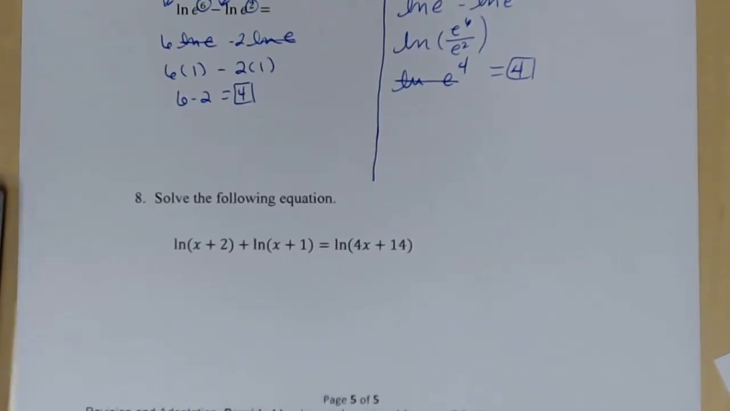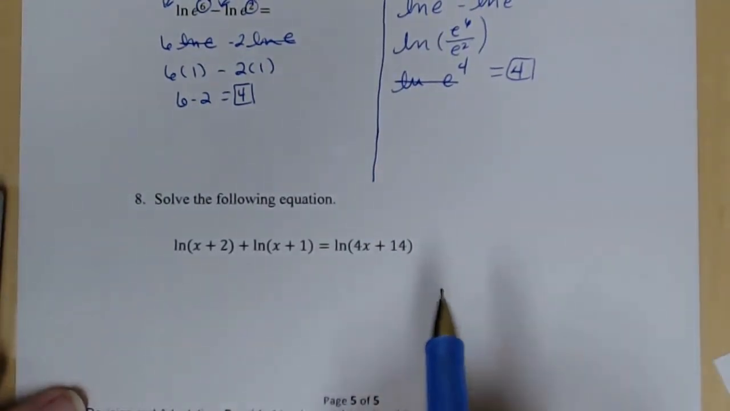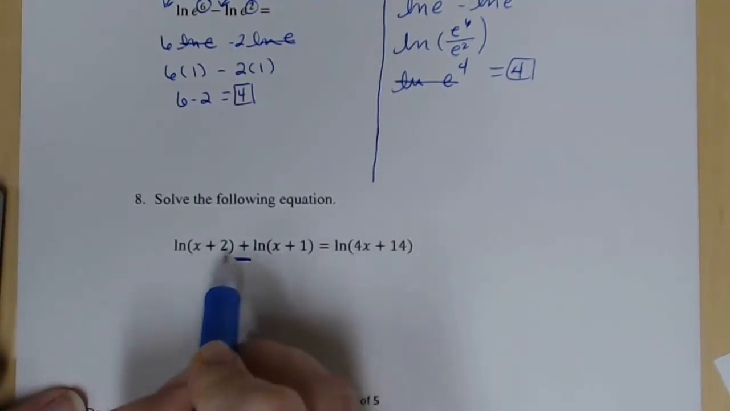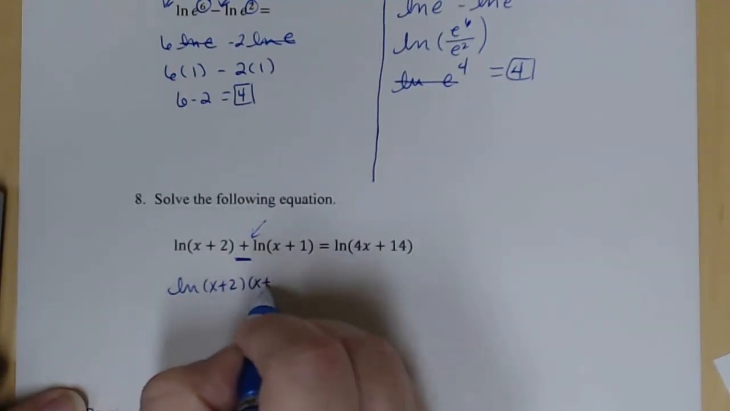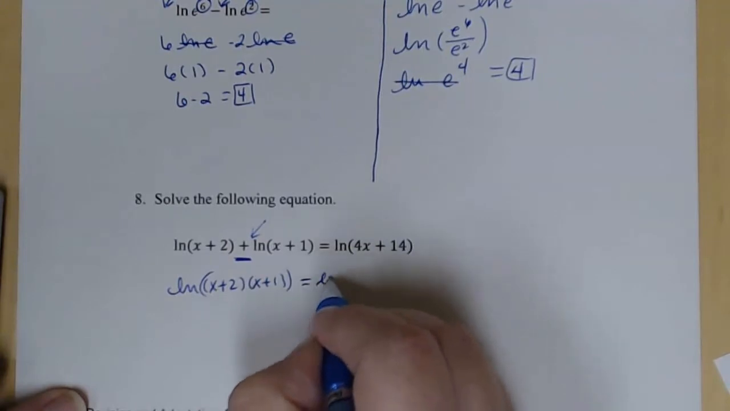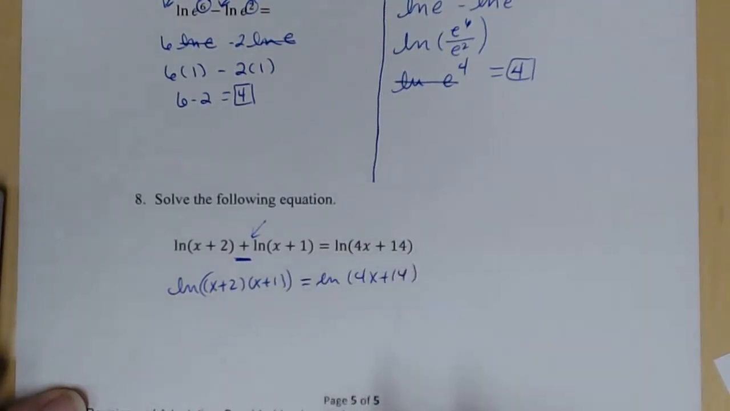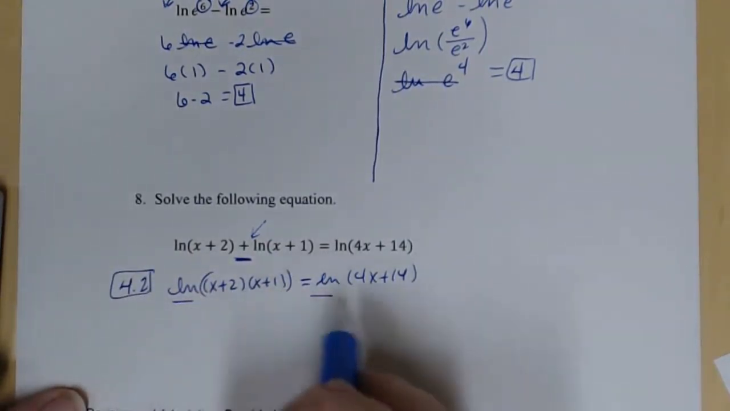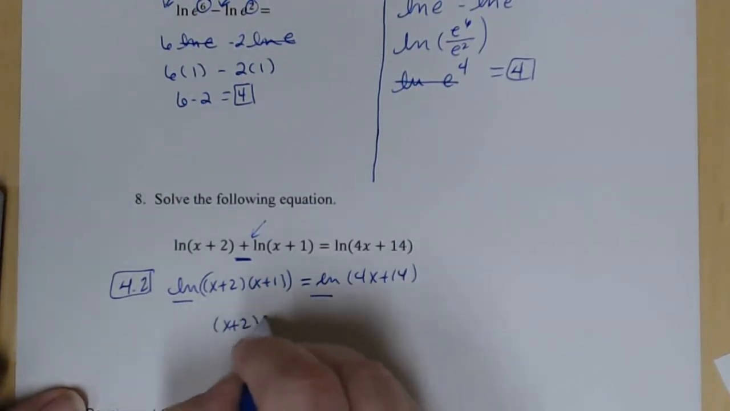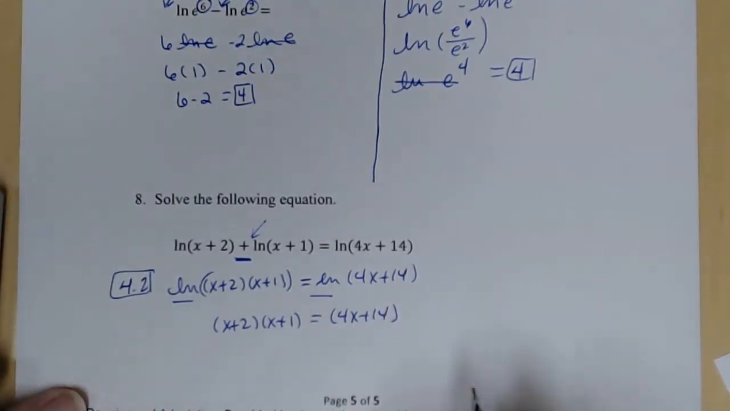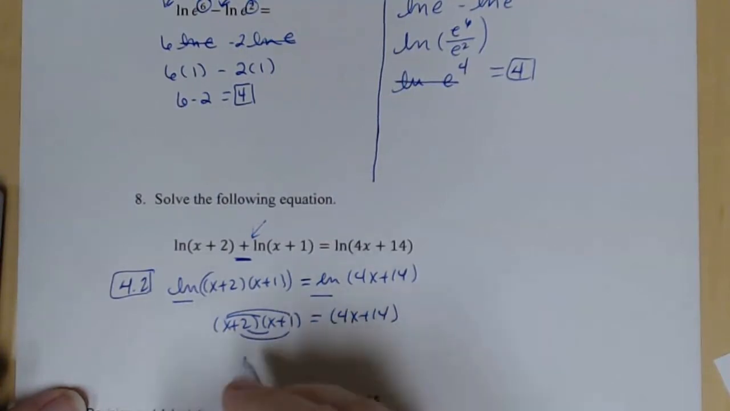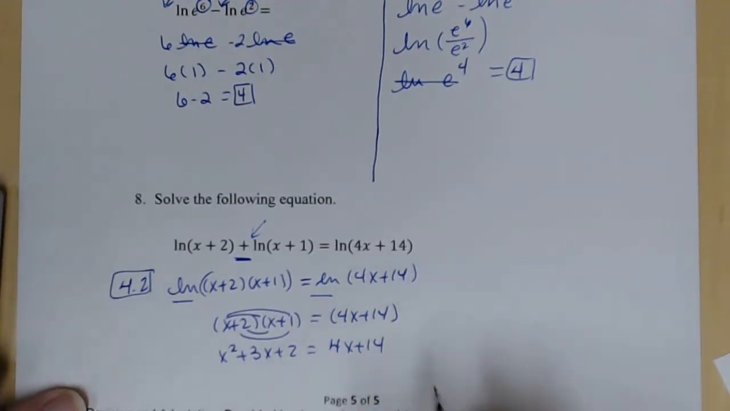Now the last one, I'm going to pull up some skills from Unit 1. So I'm going to say, okay, first, I'm going to put these two together because I have ln of two things separated by addition. So this would be ln of x plus 2 times x plus 1 equal to ln of 4x plus 14. Now in the previous section in 4.2, we learned the one-to-one property, where if I'm taking ln of two quantities, I can just set those two quantities equal and solve from there. Then I'm like, okay, well, I don't know what to do, but let me go ahead and FOIL or distribute that out. That gives me x squared plus 3x plus 2 equal to 4x plus 14.